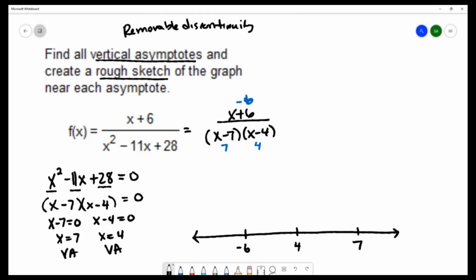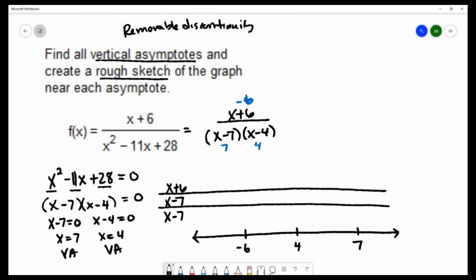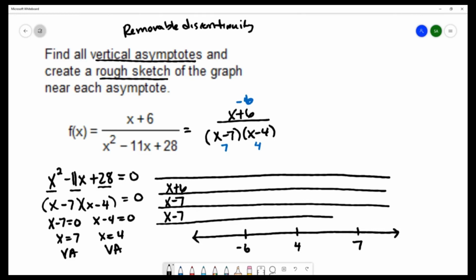And over here, I'm going to list the factors that we have. We have x plus 6, x minus 7, and x minus 4. Let me draw a little grid for these different factors. The one thing about these factors is that they are all linear factors. They all have a positive slope. So when a linear factor has a positive slope, the graph will change its sign.